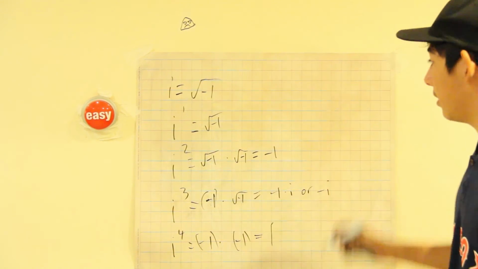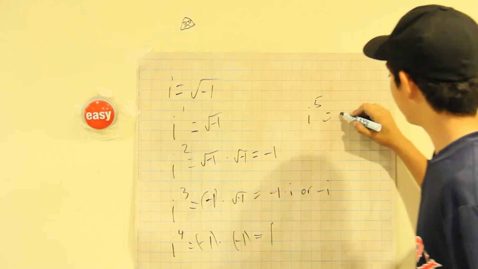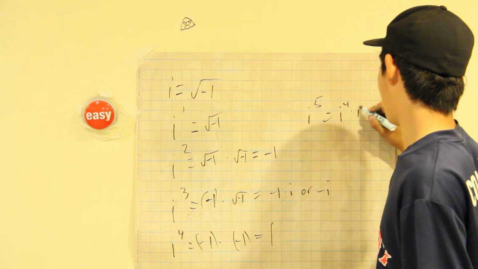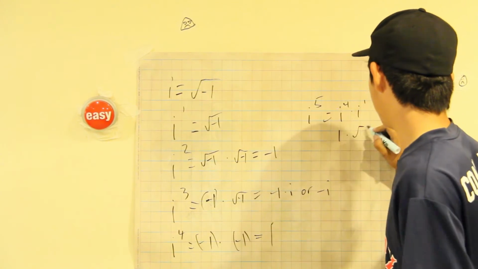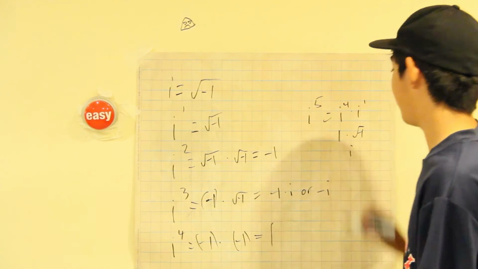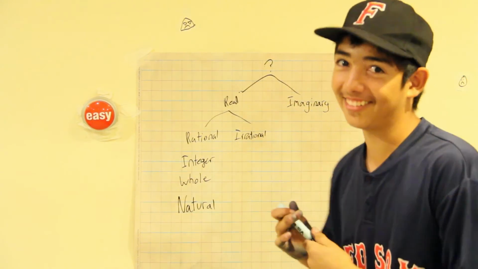So, for example, if I were to say i to the power of 5, that would be i to the power of 4 times i to the power of 1. Or it'd be 1 times the square root of -1, or just i. That was easy.